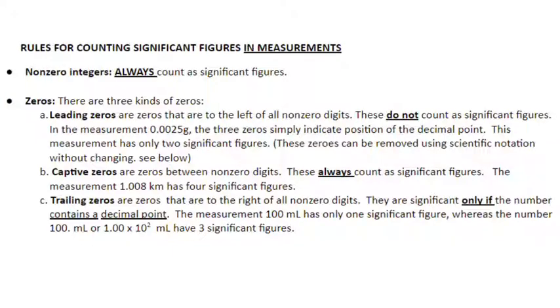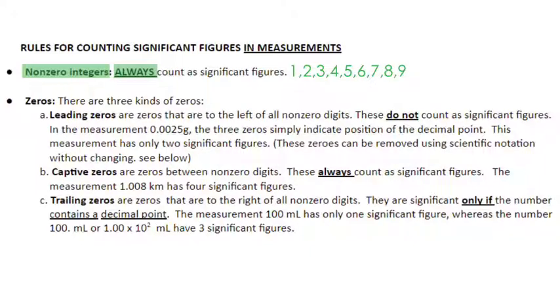Now, the first rule is the most important, and it's the simplest. Anything that is not a 0, meaning 1, 2, 3, 4, 5, 6, 7, 8, or 9, is always going to count as a significant figure. So if it's not a 0, you should have no doubt as to whether it's significant or not. It always will be. The only questions about whether it's significant or not are going to come from our zeros.